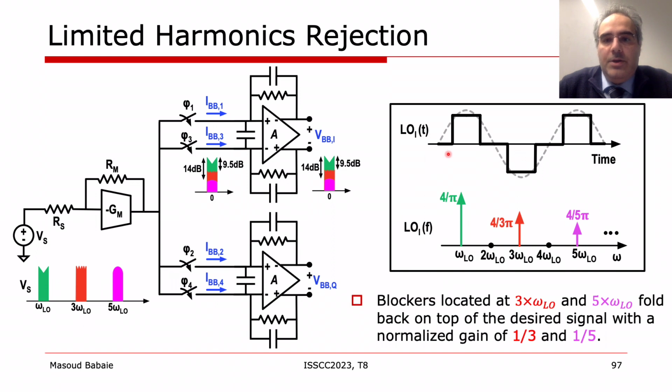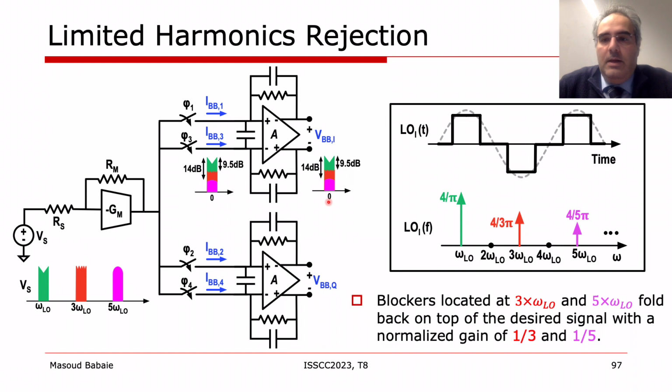In this structure, the effective in-phase and quadrature LO signals are square waves, as shown with the solid black line here. And they have components at omega LO, 3 omega LO, and 5 omega LO. Consequently, not only is the desired signal at omega LO down-converted to the baseband, but also the blockers at 3 omega LO and 5 omega LO mix with the third and fifth harmonic of the LO signals with a normalized gain of 1 over 3 and 1 over 5 respectively, and appear on top of the desired signal.